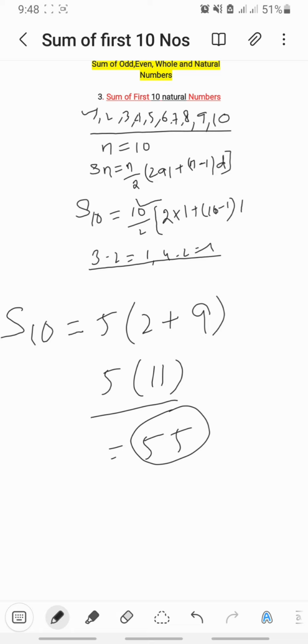If you count in the conventional method, 1 plus 2 plus 3 and so on up to 10, you will get the same number, 55. Okay, this was a shortcut method to solve the sum of the first 10 numbers.